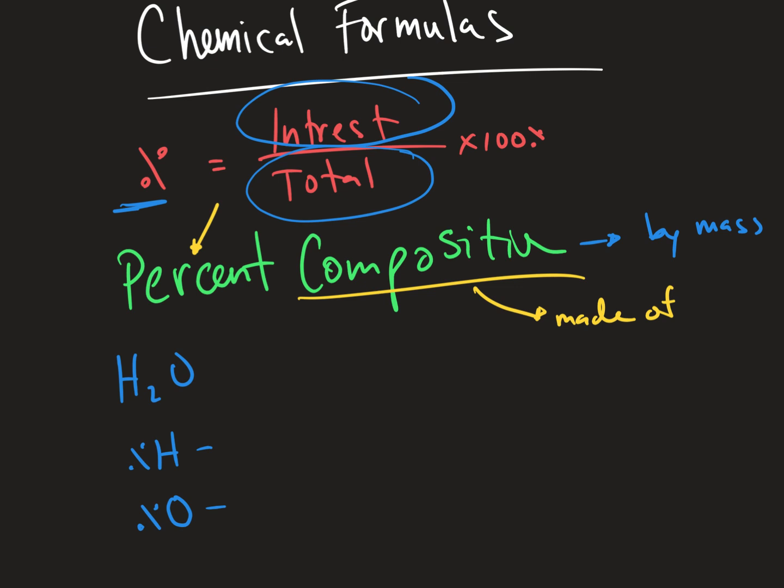So if we're interested in percent hydrogen, well, let's find out what the total is first. The total what? Total mass. For how much water, right? You got to know how much water before you find the mass of it. So what have we been talking about in this class? The amount. How much? 1 mole, right?